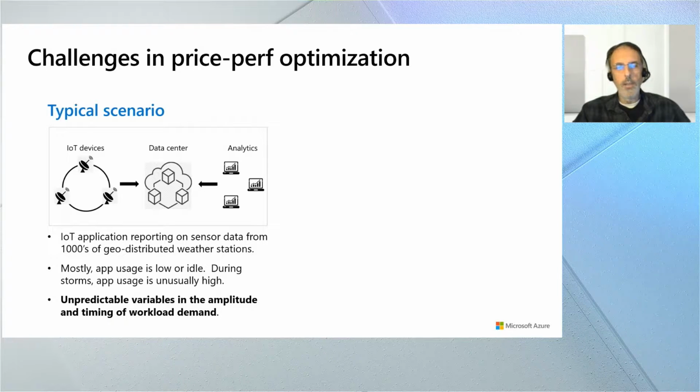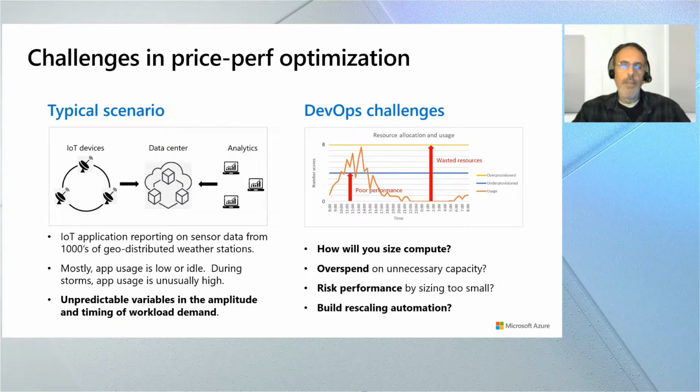Now, you can imagine when the weather is calm, that the workload demand on the application is relatively low. But then when a storm system passes through, that workload demand can increase rather suddenly. So in a sense, there's a correlation here between storm activity and workload demand on the database. The key point to emphasize is that the workload demand is unpredictable, both in terms of its amplitude as well as its timing.